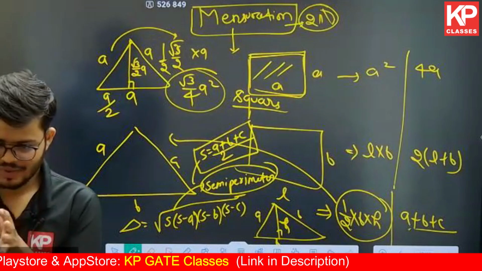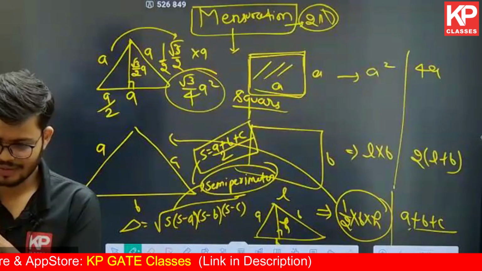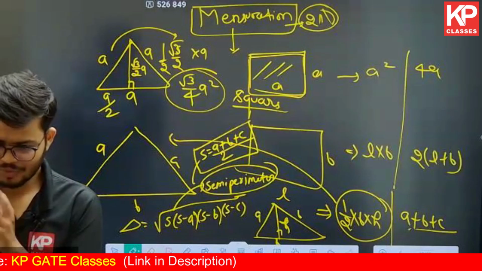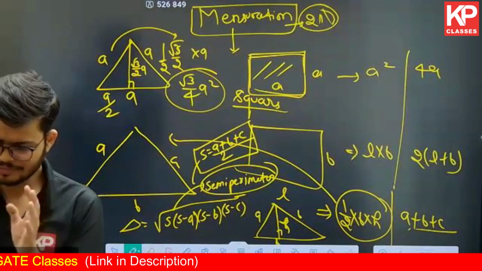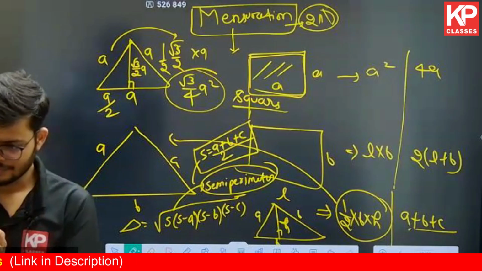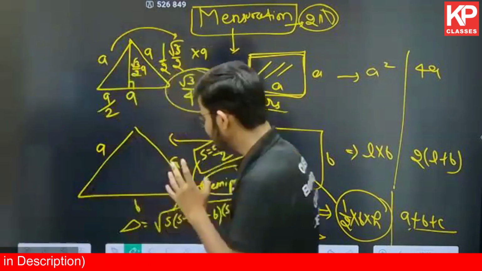Guys, is it clear? This is square, this triangle, and rectangle. Do let me know quickly. It's clear, no? Okay. Now there is one more thing.